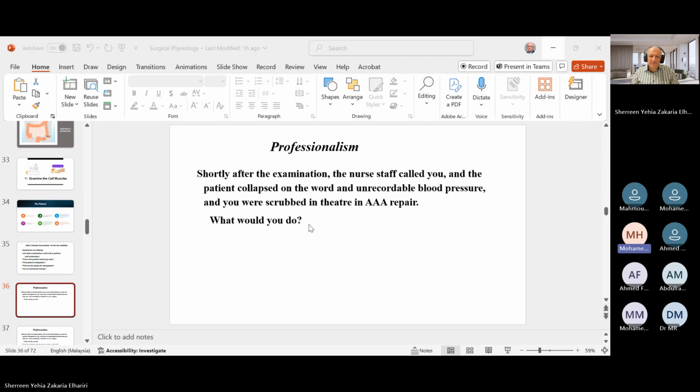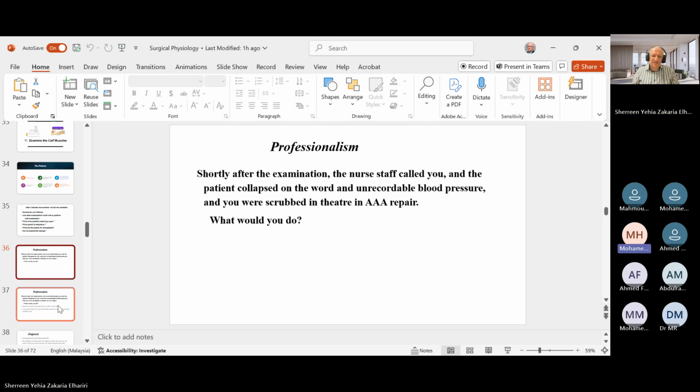I need any doctor to review the patient in the ward if I cannot review him. Okay, can you or can you not? It is impossible to leave the abdominal aortic aneurysm. So what is your solution? I have to find the senior who is on call and not scrubbed, and tell him to go and see my patient. All right, okay.